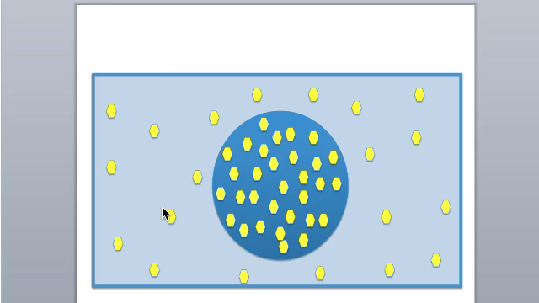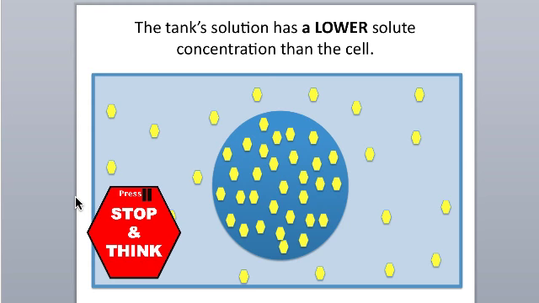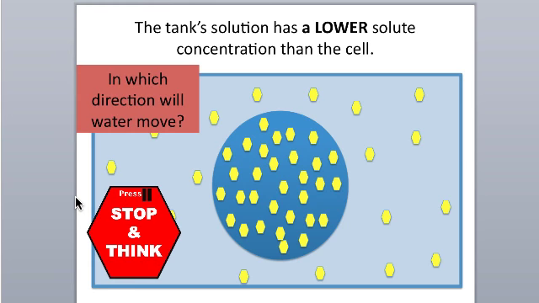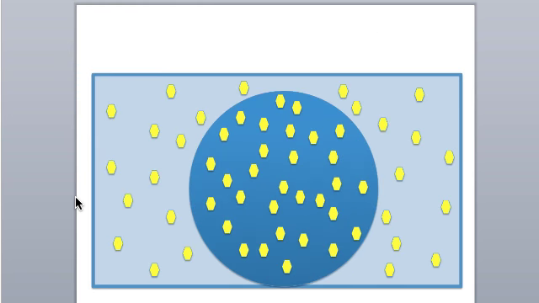Now let's imagine a scenario where I had the same tank, but this time I dropped another kind of cell inside this tank. But in this scenario, the tank solution has actually a lower solute concentration than that of the cell. So take a moment and think about which direction you think water will move in. So the answer would be water will move inside the cell. Now, as water is moving inside the cell, what kind of impact do you think this will have on the cell? Well, the cell will expand.